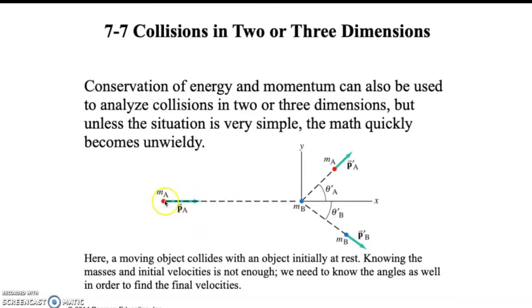So, an object A moving in collides with B, which is stationary. A shoots off in this direction, B shoots off in this direction, all right? But conservation of energy happens. So knowing the mass and initial velocity is not enough. We need to know angles to find final velocities. So that's where we have to think about things. Since things are vectors, we have to think about angles.